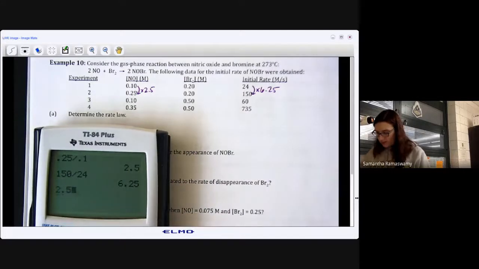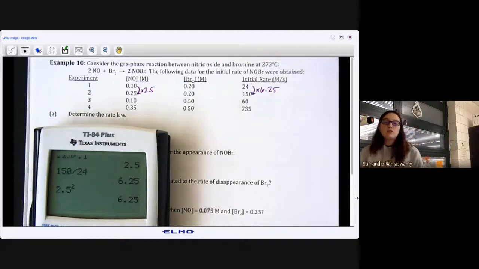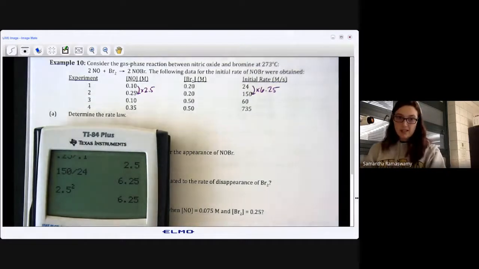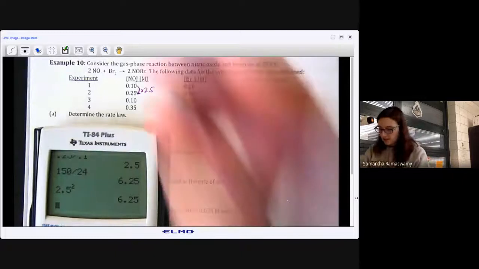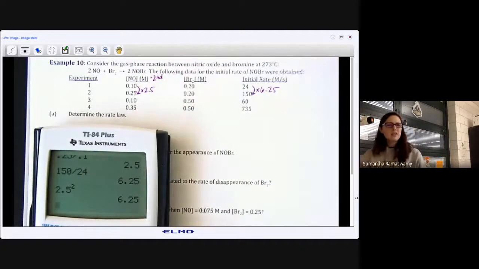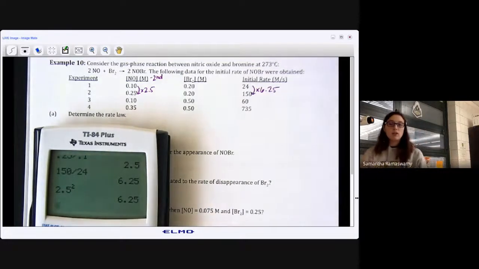So 2.5 squared is 6.25. Whatever you do to NO, you do that squared to the rate. That means that NO is second order. This is a little weird because it's 2.5, but you might see something like 2. If you double it, you'd increase the rate by 4 because 2 squared is 4.